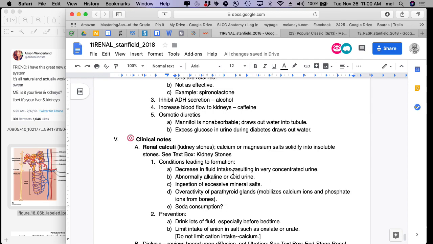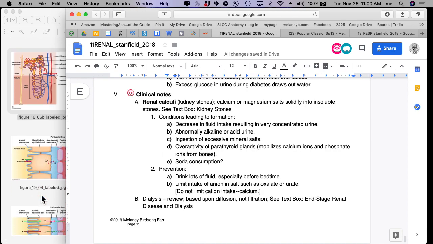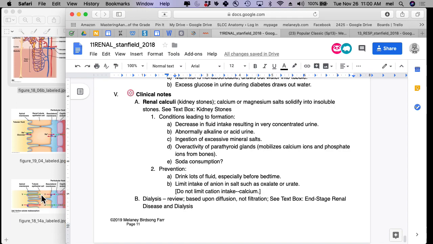Everybody good? Okay, last little tidbit before we leave the urinary system is just to talk about kidney stones. Ooh, kidney stones. Those little bastards. How many of you have had them? Anybody had kidney stones?